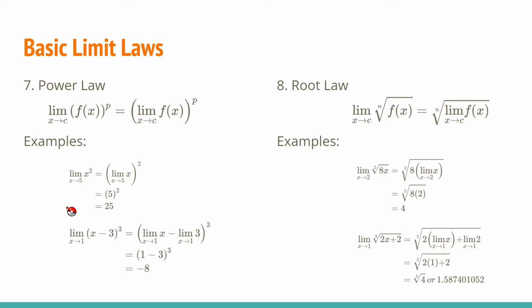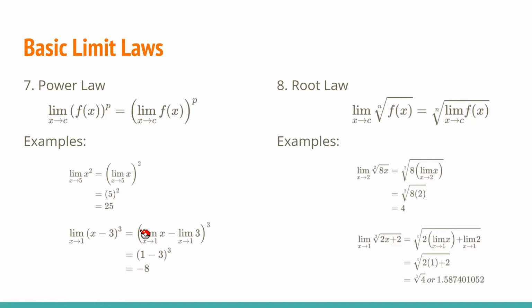So for the examples of the power law, the limit of x squared as x approaches 5. We first have to determine the limit of x as x approaches 5, and then lastly we include the power. So the limit of x as x approaches 5 is just 5, and 5 raised to the power of 2 is 25.